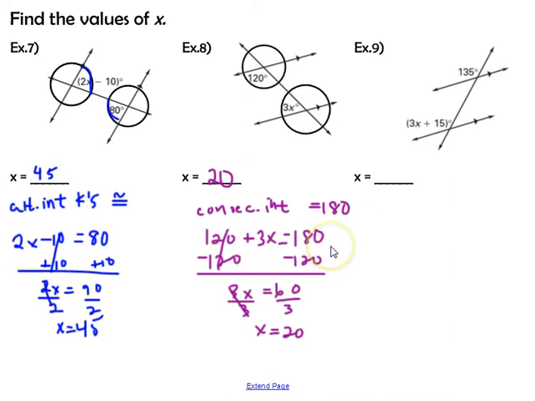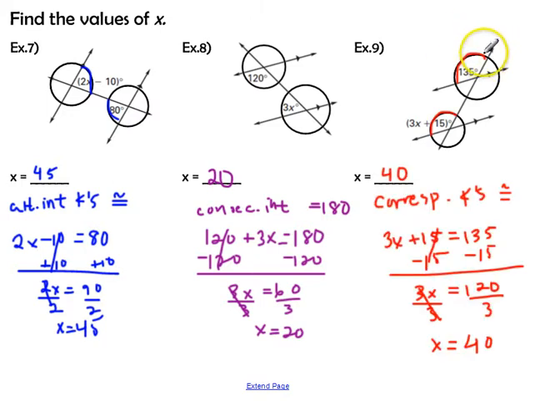Then we can solve that equation. Subtract 120 from both sides, and then we have 3x equals 60. Divide both sides by 3, and we get x equals 20. So be careful about consecutive interior angles. Remember, these are the ones that are supplementary, not congruent. So make sure you set up the correct equation. Go ahead and try example 9 and check back with me when you're finished.